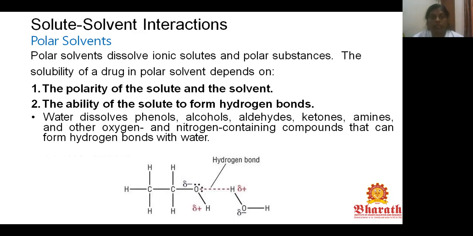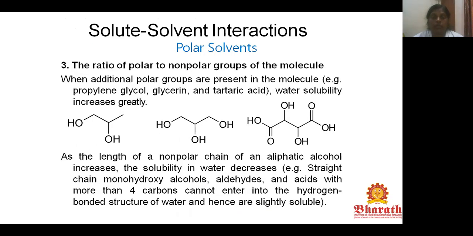The solubility of a drug in a polar solvent depends upon the polarity of the solute and the solvent, and the ability of the solute to form hydrogen bonds. Water dissolves phenol, alcohol, aldehydes, ketones, amines, and other oxygen and nitrogen containing compounds that can form hydrogen bonds with water. The third point is the ratio of the polar to non-polar groups of the molecule, when additional polar groups are present in the molecule like propylene glycol, glycerin and tartaric acid.